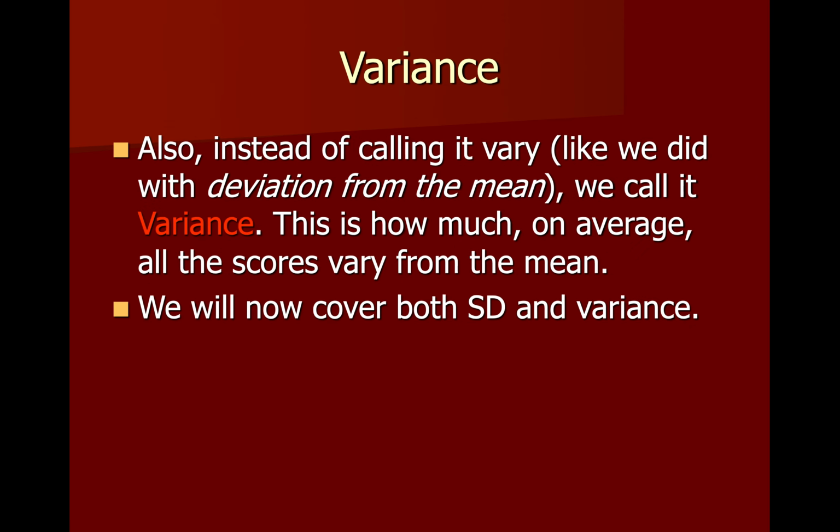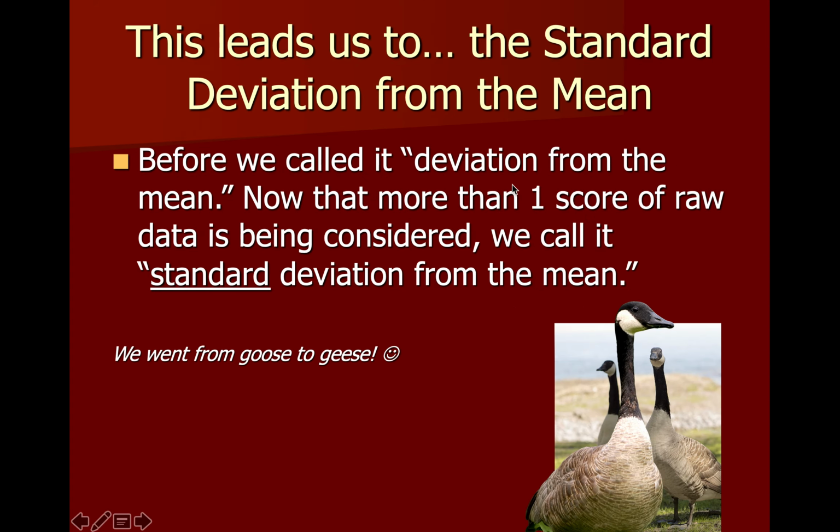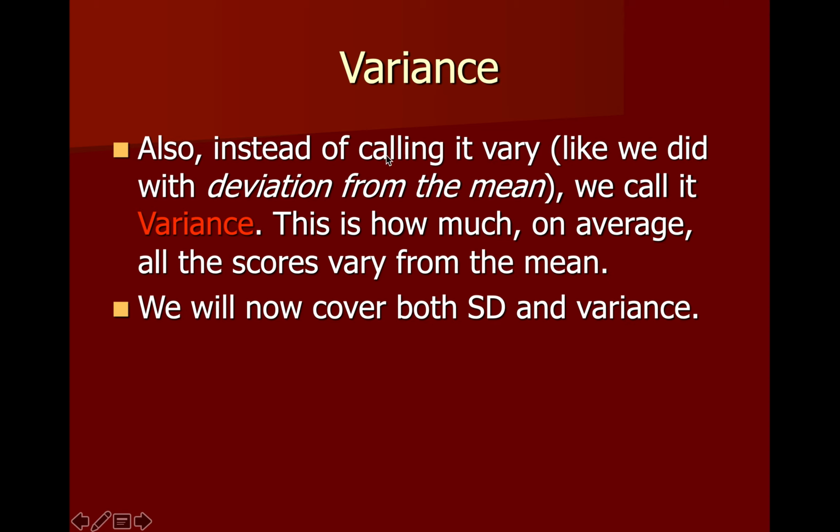And then also what we're going to be calculating is variance. So earlier, in the deviation from the mean, we talked about a score varying. Now we call it variance. So similar to that goose to geese. This is how much, on average, all the scores vary from the mean. So now let's go ahead and cover both the standard deviation and variance, and we'll talk a little bit more about what those are.